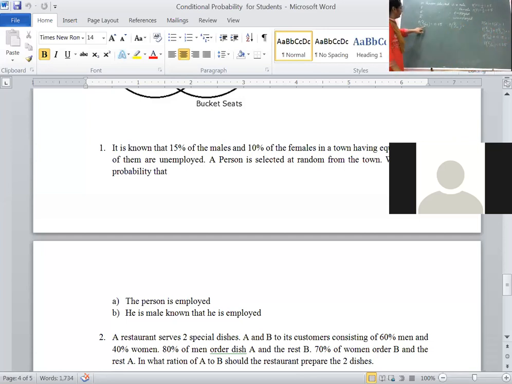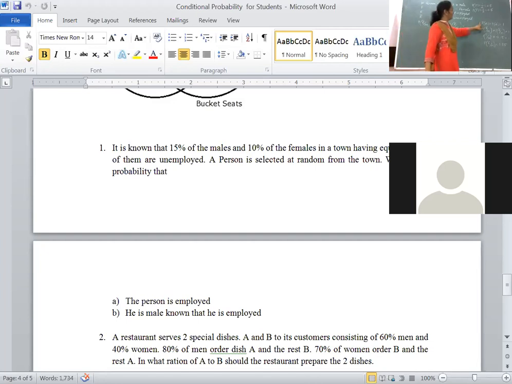Again, listen carefully. The person is a male and he is unemployed. He is given as 15%. 15% of the males are unemployed. The event that happened is male, that's why it is written in the denominator. Male is unemployed, that is 15%, that is 0.15. In the first question, we have the person is employed. The person may be a male or a female. For that purpose, we have to calculate.